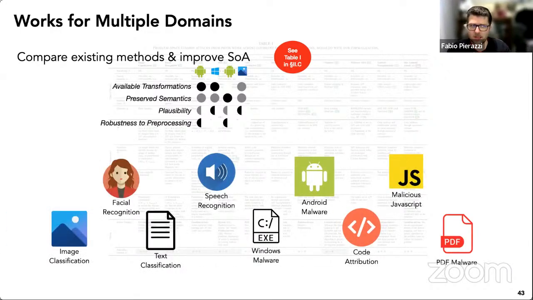And we instantiated it on a lot of tasks, even the traditional ones that were solved with just feature space attacks, such as speech recognition or facial recognition tasks.